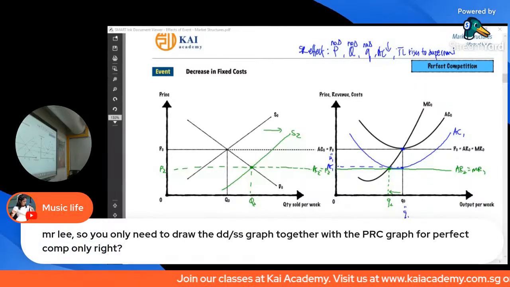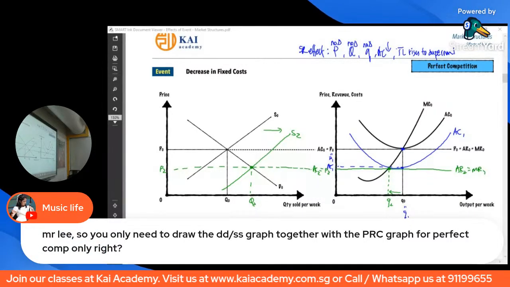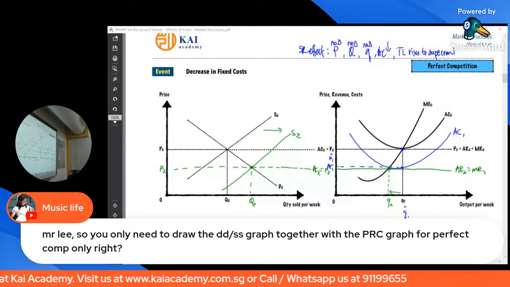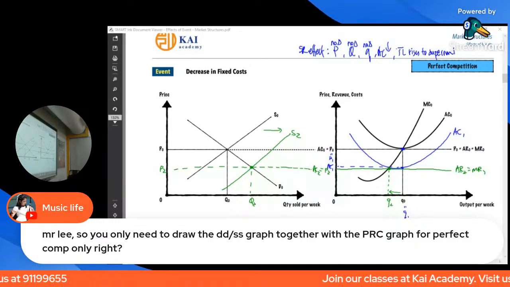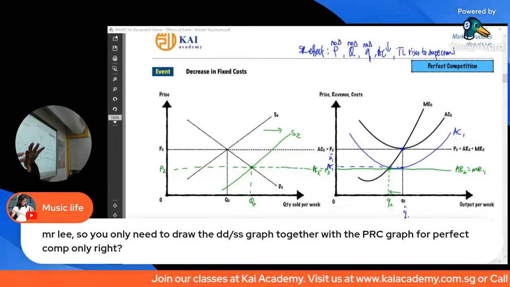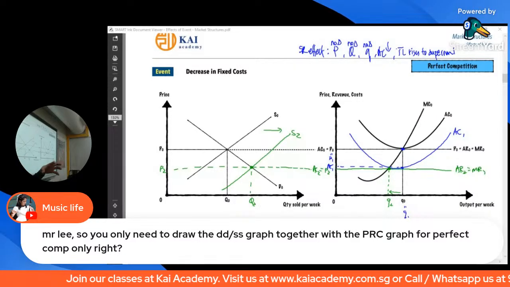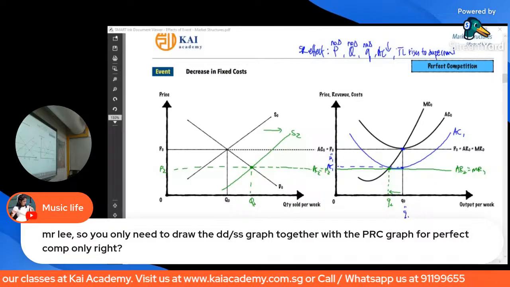All right. Then I have another question. So you need to draw the demand supply graph together with the price revenue cost graph for perfect comp only. Yes, correct. That is the only graph you can draw demand supply for, because as I said just now, in MPC, each firm is selling a slightly differentiated product. You cannot add them together to draw an industry diagram.